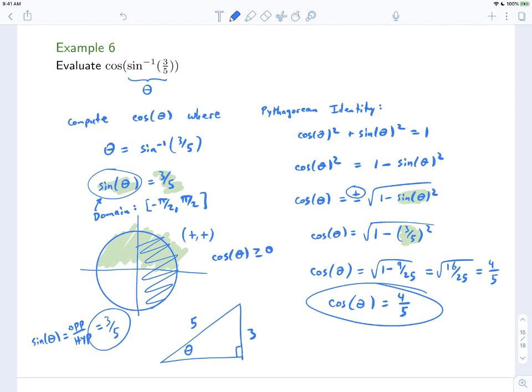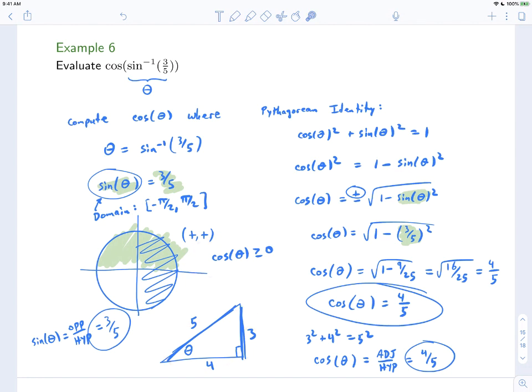So we have a right triangle with opposite side 3 and hypotenuse 5, so you can again use the Pythagorean identity to show that this side is 4, because 3 squared plus 4 squared is equal to 5 squared. So then what does that tell you? That tells you that cosine of theta is equal to the adjacent over the hypotenuse, which is 4 over 5, which is the same answer. Now you still have to know whether you're looking at a positive or negative value, but it's going to be positive for the same reason that we saw here.